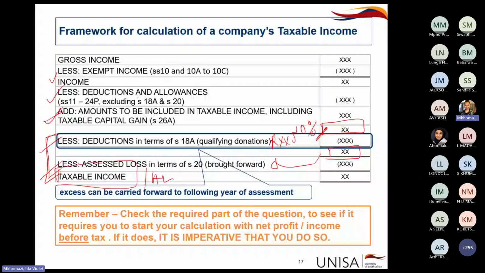Now, to get to the final tax liability, remember that you need to multiply the taxable income by the corporate tax rate of 27%. If it's an SBC, you apply the SBC tax table.